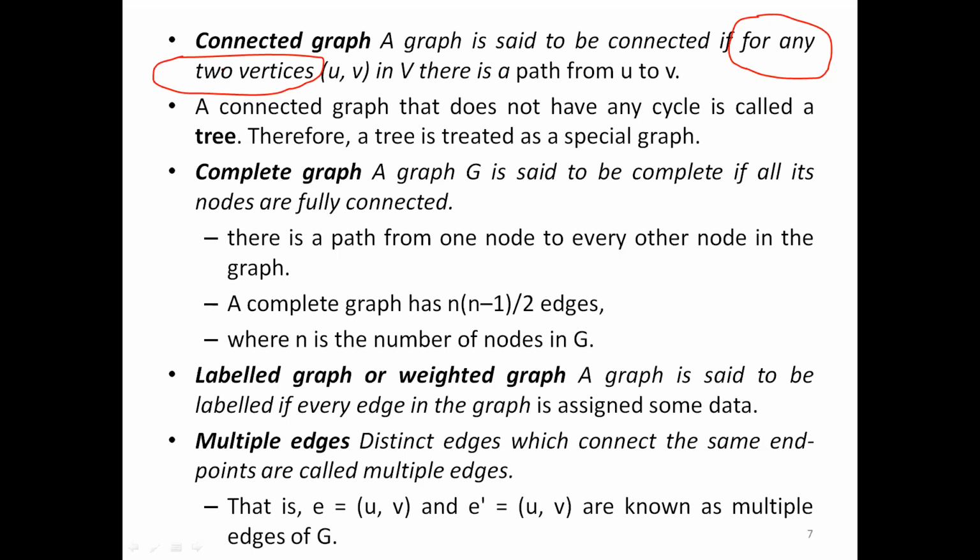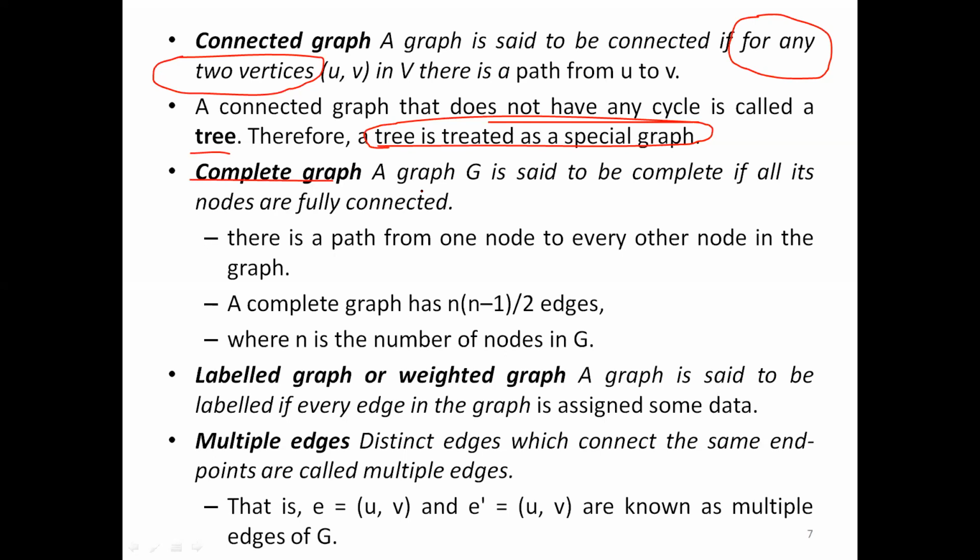If it is not possible to connect with any of the nodes, I can say it is not a connected graph. And moreover, a connected graph that does not have any cycle is called a tree. Therefore a tree is treated as a special graph. A tree is a special form of graph. That's the final statement.